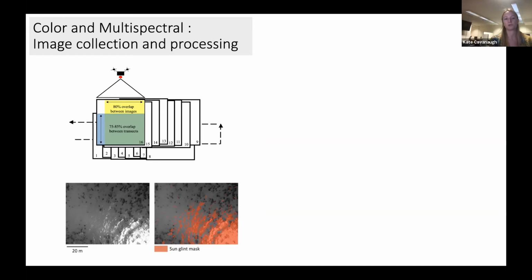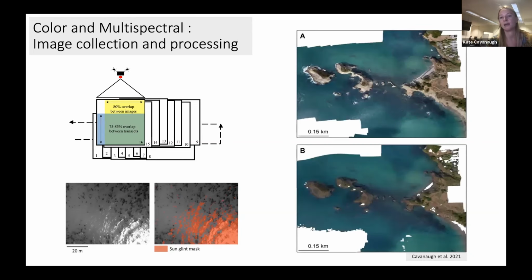So we've developed methods for masking out this sun glint. In each individual unstitched image, we automate the detection of sun glint, we create these masks, and we feed these masks into drone processing software that creates orthomosaics. And we can tell the software to ignore any tie points that are located within our masks. That way, it will only look for tie points that are found within imagery unobscured by sun glint.